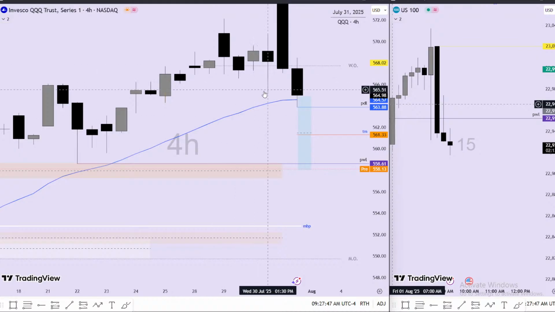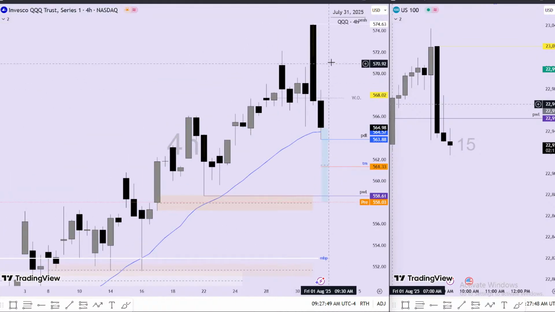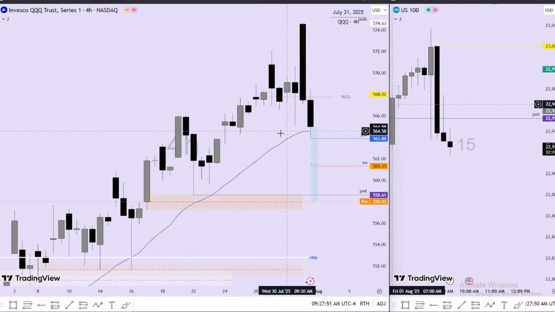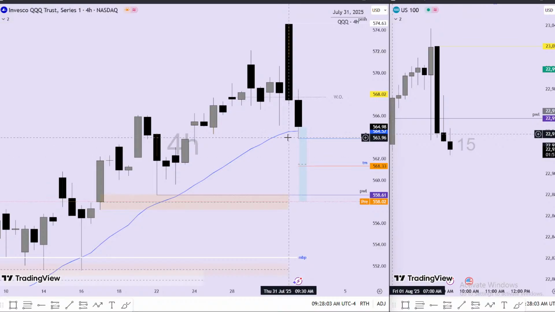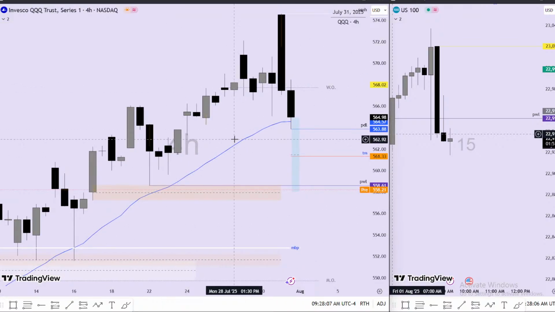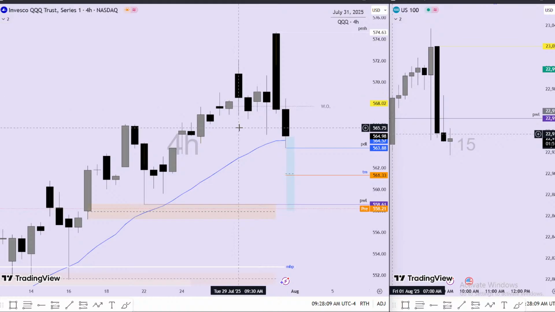There are some things that you should keep in mind: we are below the 4-hour 20-period moving average. We are going to open below the 4-hour 20-period moving average. And if the 4-hour candle closes below this low, then there's a very high probability that we are going to continue towards the downside. So this is the 4 hours.